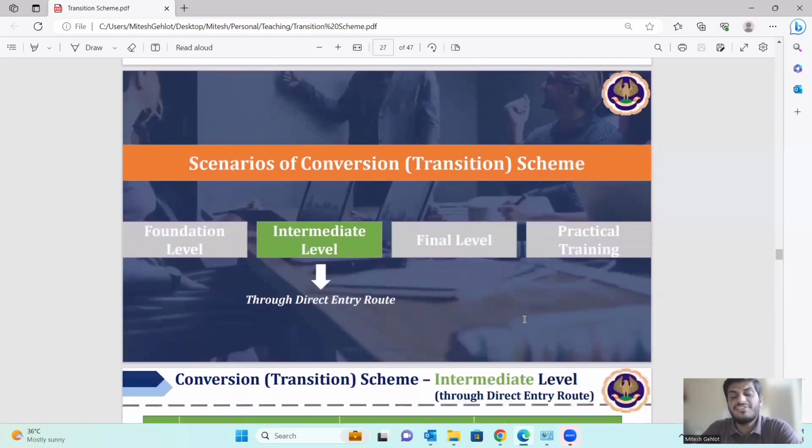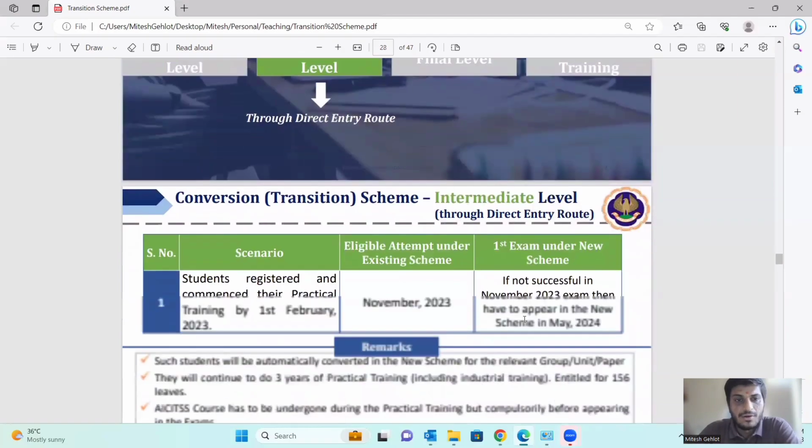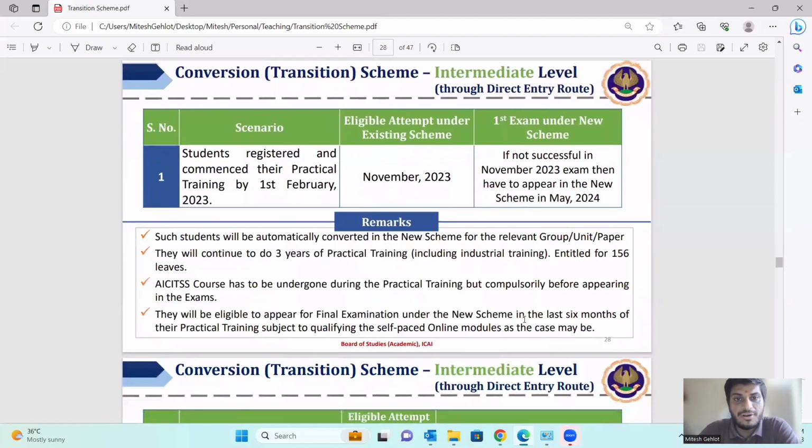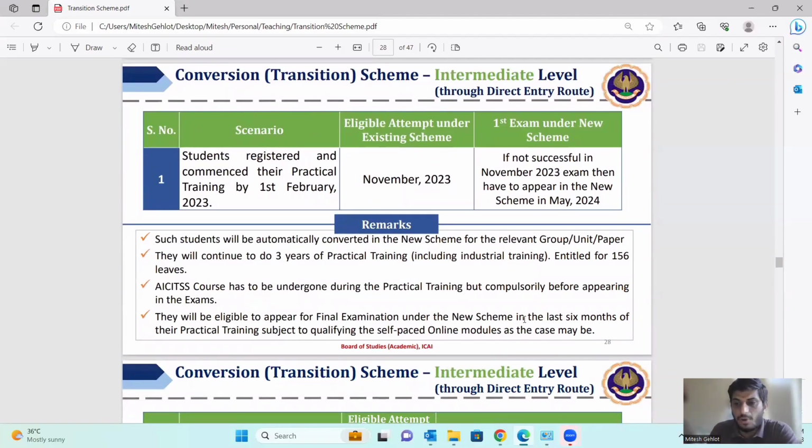Now, that was with respect to the foundation. Now, let's come to the slightly complicated part, for the direct entry route students. What happens here? Most of you are aware that previously you would do your 1 year of training before writing the IPCC examination. All that has been scrapped under the new scheme.